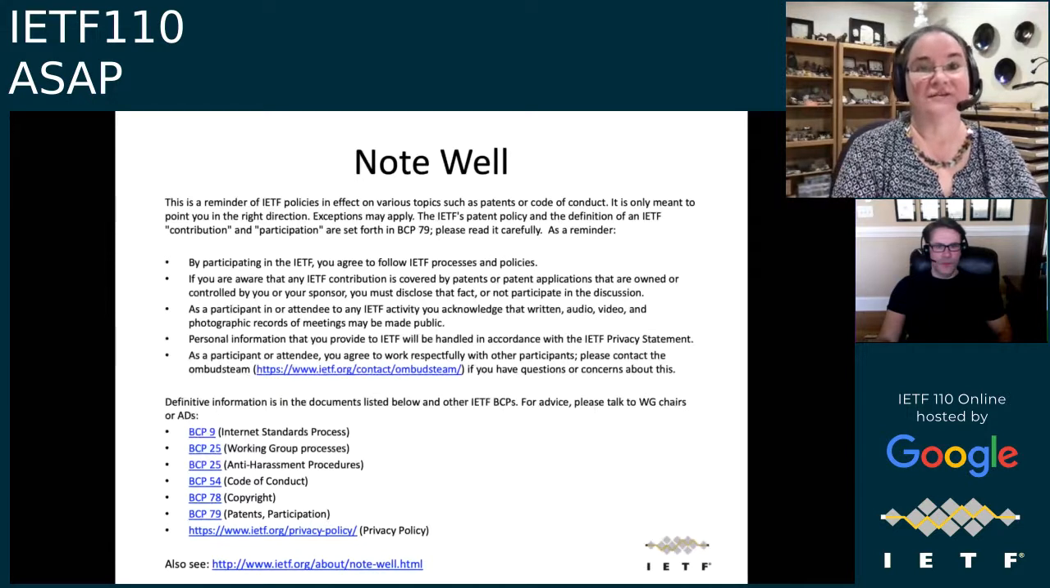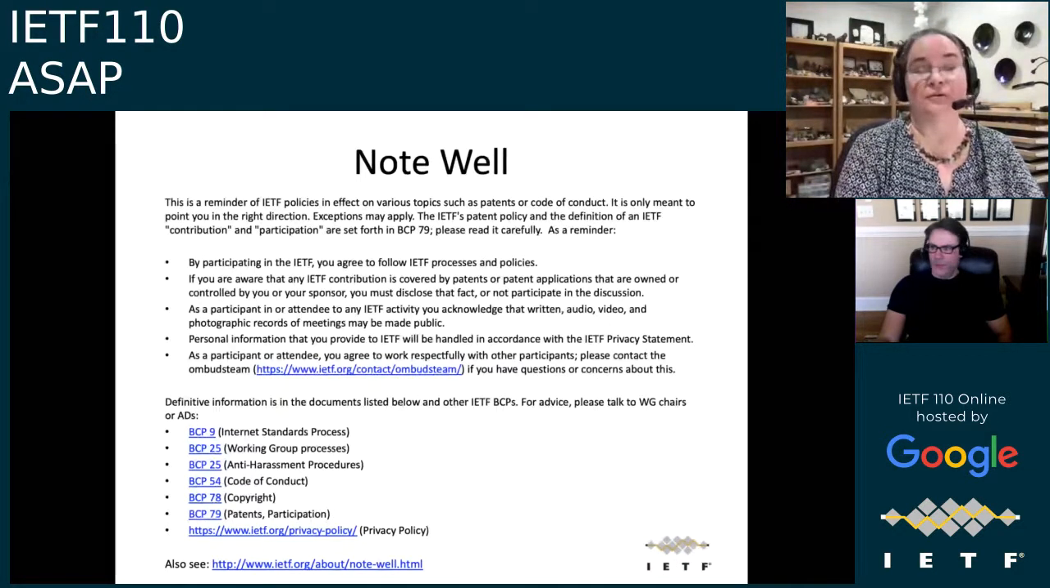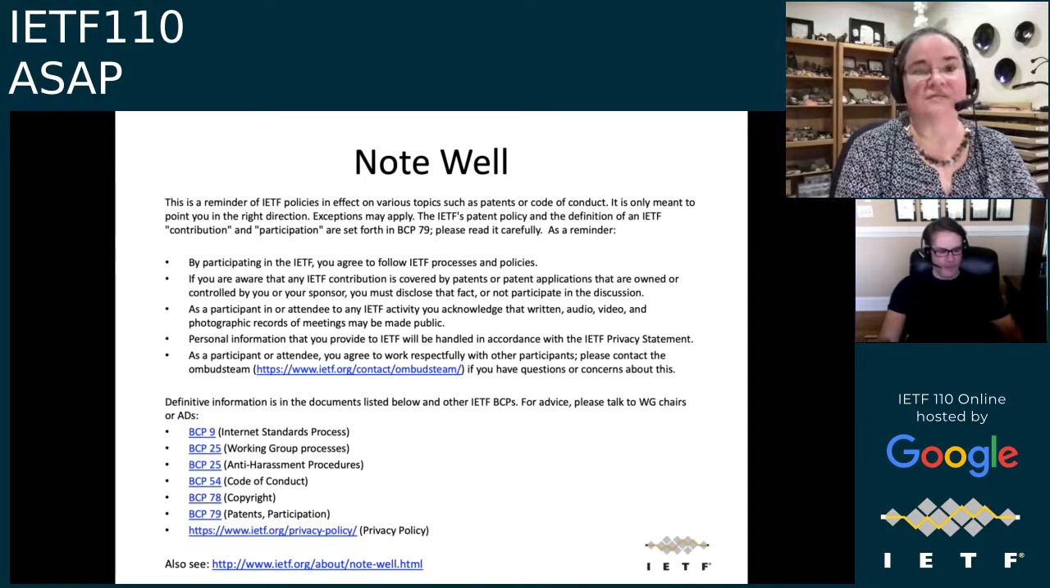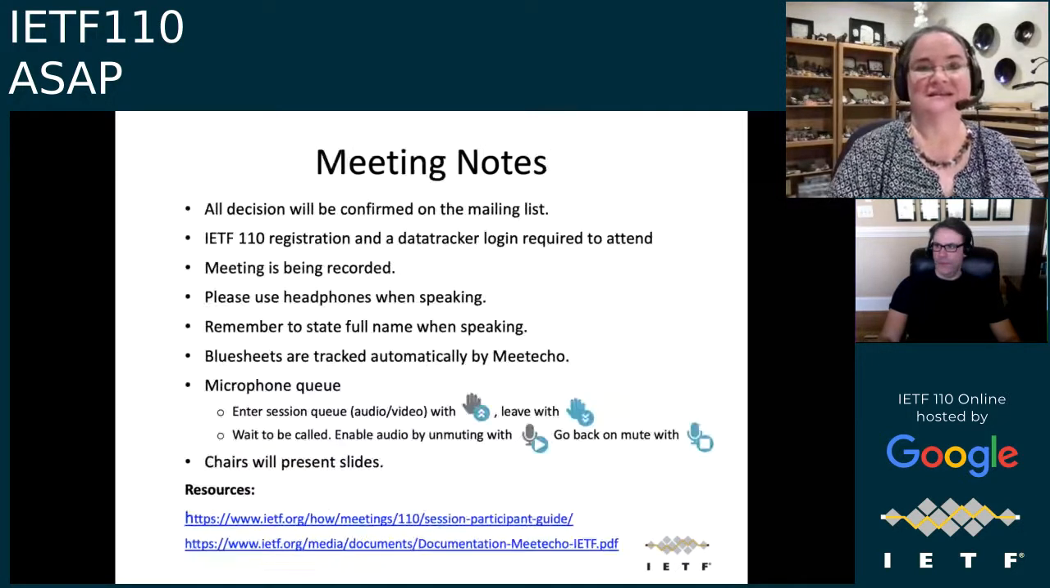All right. Here is the Note Well. This is a reminder of IETF policies with regard to such things as patents and code of conduct. Lots of information here that's linked to at the bottom. Please be aware that by participating in the IETF, you agree to the following IETF processes and policies. Next slide.